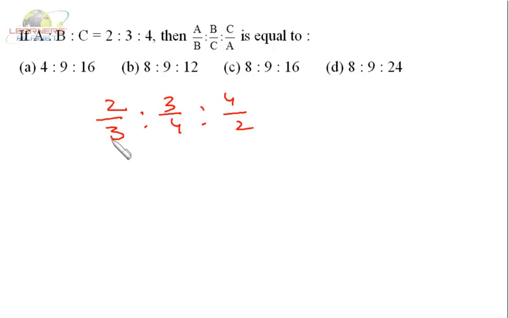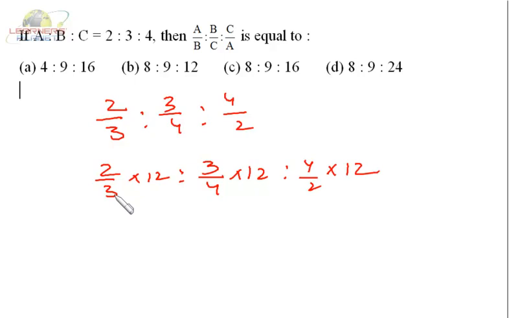Now we have to take the LCM of 3, 4 and 2, that is 12. Multiply each term by 12. So it's 2 by 3 into 12 is to 3 by 4 into 12 is to 4 by 2 into 12. So 3 4s are 12, so 4 2s are 8, is to 4 3s are 12, 3 3s are 9, is to 2 6s are 12, 6 4s are 24. So we got the ratio as 8 is to 9 is to 24.